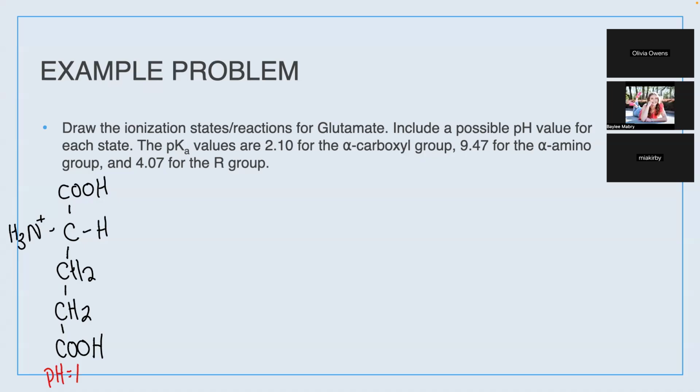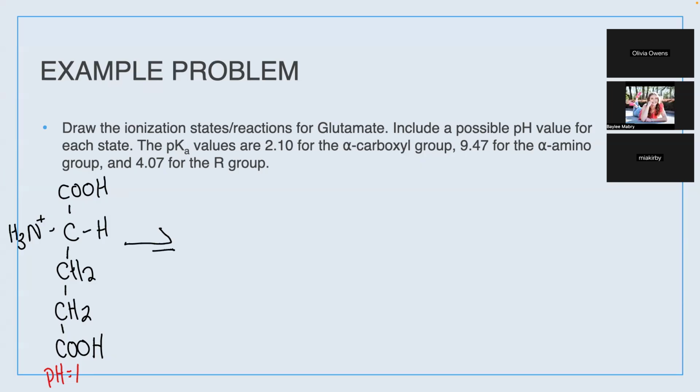So then it gives us the pKa values. For the alpha carboxyl group, which is going to be this guy up here, it's 2.10. For the alpha amino group, it's 9.47. And then for the R group, which would be this guy down here, it's 4.07. So if we're starting at 1 and we're going up to 14, what's the first thing we're going to run into? What is the first number you would hit between 0 and 14 of these options? 2, thank you.